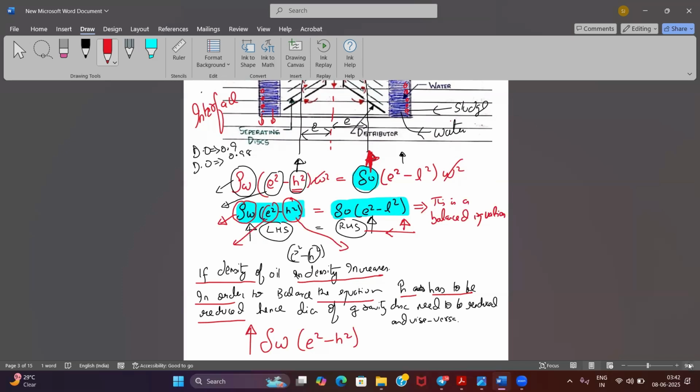How can I reduce the H? By changing the gravity disk, and hence the diameter of the gravity disk needs to be reduced, and vice versa also. If density of oil has reduced, then you have to change the gravity disk in the vice versa situation. So I have to reduce this H value in order to make this complete value a little bit more, so that it equals my right hand side value. That difference has come because of the change in the density of the oil in the bunker that we have received. So if the density of oil has increased, I have to decrease the size of the gravity disk.